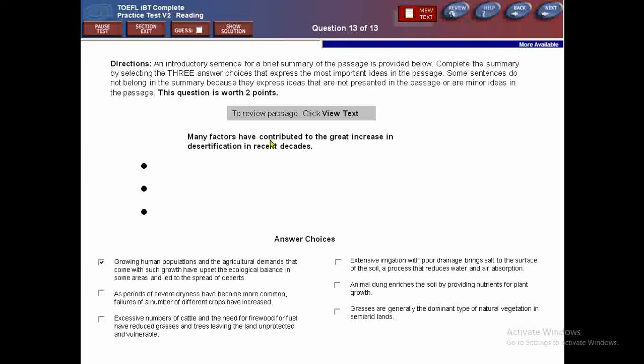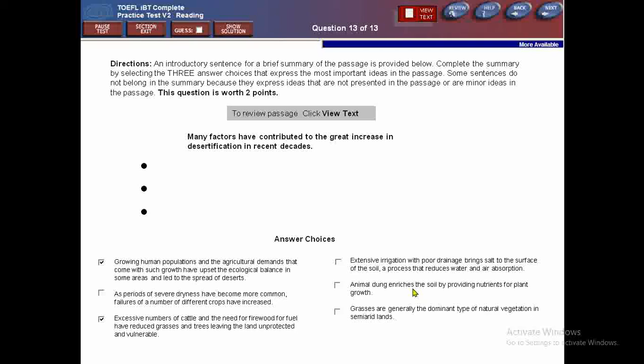What is the question? Many factors have contributed to the great increase in desertification. Yes, I think this is a minor detail question, not a big idea question. So, an excessive number of cattle and the need for firewood for fuel have reduced grass and trees, leaving the land unproductive. Grasses are generally the dominant type of natural vegetation in the semi-arid regions. No, this is not it.